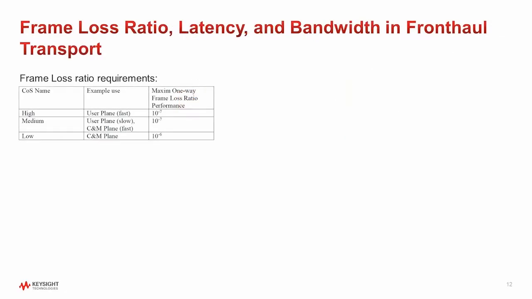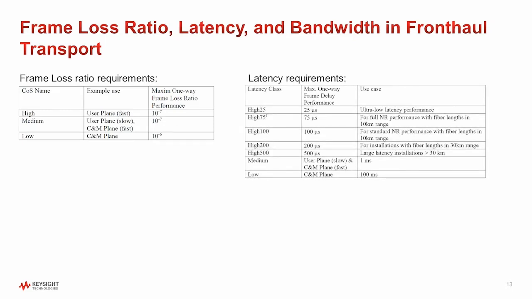So frame loss allowance for different classes of services is also different. While the user plane and control plane data can tolerate up to 1 frame loss in every 10 million frames, tolerance of M plane data is up to 1 frame loss per 1 million frames. Latency is also bounded in fronthaul network, which might be very stringent for something like URLLC services. And depending upon the use case, latency tolerance in fronthaul network can vary.